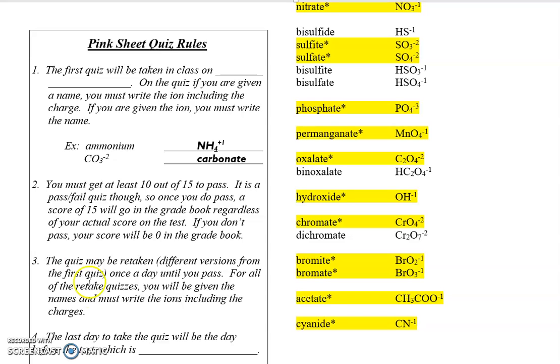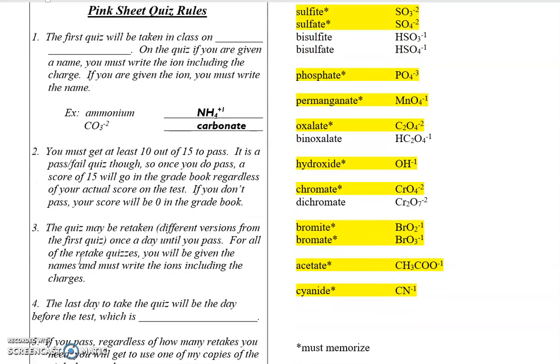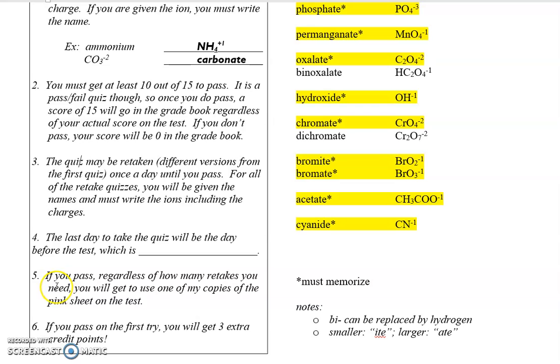I'll announce it. For all the retakes, they all look like this right here, where it's going to be 15 names, and you write the 15 formulas. The first one has a combination of them. The last day to take the quiz will be the day before the test, which, again, I will point out in class.